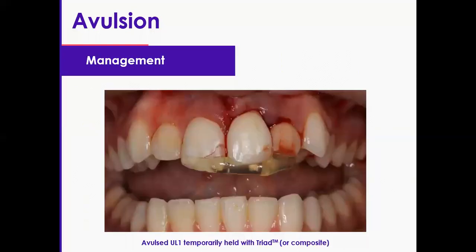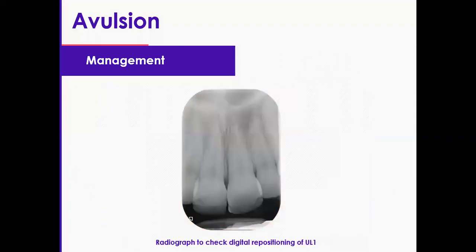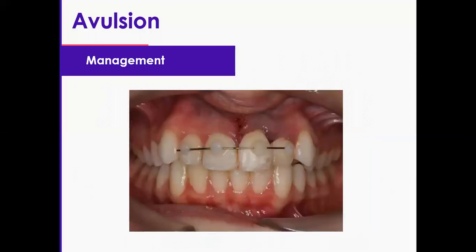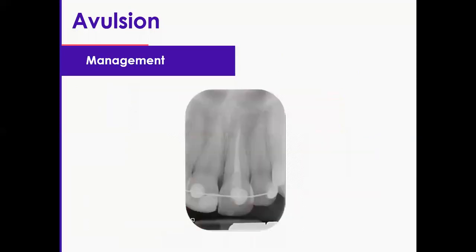So here you can see the upper left one is being repositioned and held with Triad resin, which you can see inside the ledges, as a temporary splint. Or you can use composite or Greenstick, whatever you want. Check X-ray, then splint, root canal is done. So check X-ray, splint, one good tooth on either side, and root canal treatment here. In this case, you can see before the removal of the splint. So all excellent so far.